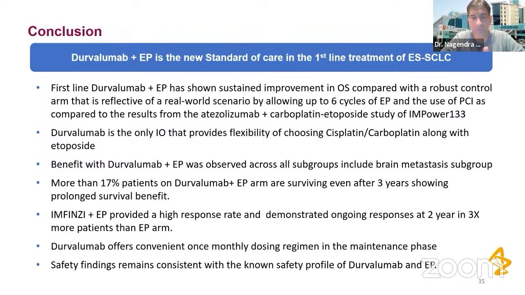Durva is the only IO that provides flexibility of choosing cisplatin or carboplatin along with etoposide. Benefit of Durva plus EP was observed across all subgroups, including the brain met subgroup. More than 17% of patients on Durva plus EP are surviving even after 3 years, showing a prolonged survival benefit. Imfinzi plus EP provides higher response rates and demonstrated ongoing response at 2 years in 3 times more patients than EP alone. Durvalumab offers a convenient once monthly dosing regimen in the maintenance phase, and safety findings remain consistent with the known safety profile of Durva plus EP.